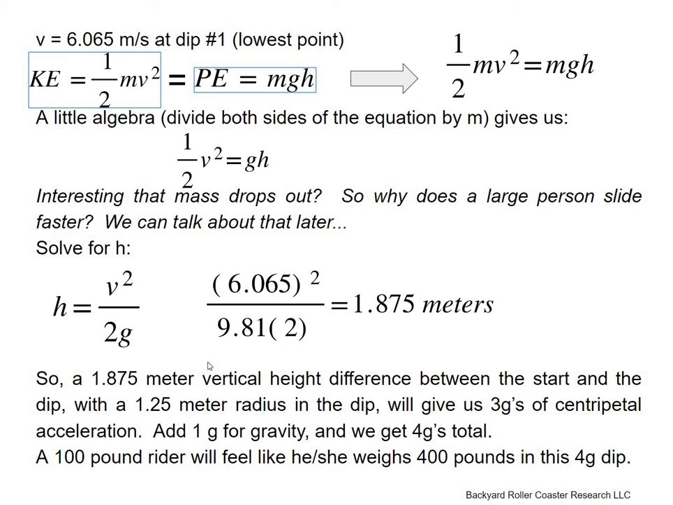And we conclude that a 1.87 meter high vertical height difference between the start and dip with a 1.25 meter radius in the dip will give us 3 G's of centripetal acceleration. Add 1 G for gravity, we're at 4 G's. A 100-pound rider will feel like he or she weighs 400 pounds in that dip. That's how you calculate that. So for a short amount of time, you're going to feel like you're really being pushed into that cart.